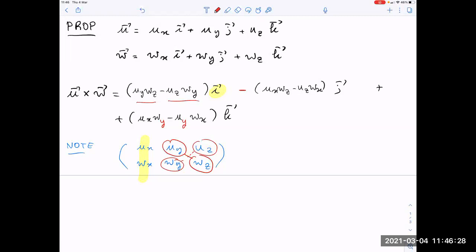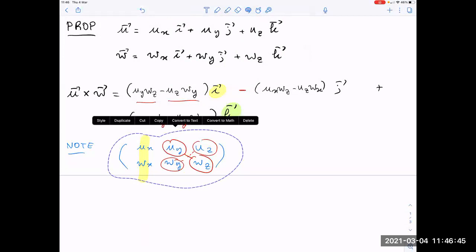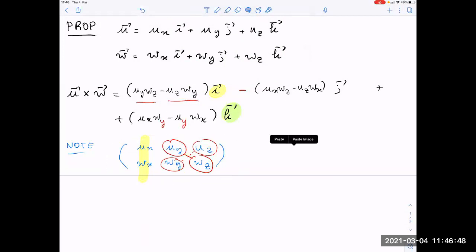If you want to get, say, k, for example, well, then you forget about the third column. So to get k, you forget about the third column of the matrix. So let's say, just to do this, let's copy it, put it here. If you want to get k, you just forget about the third column. And then you repeat again, multiply Ux Wy, and then multiply Uy Wx, but subtract. Okay.